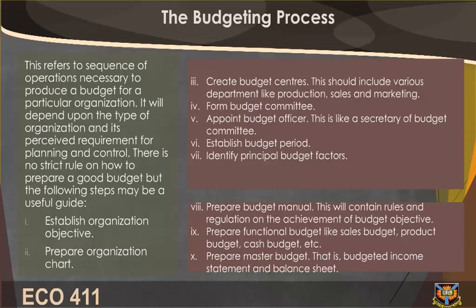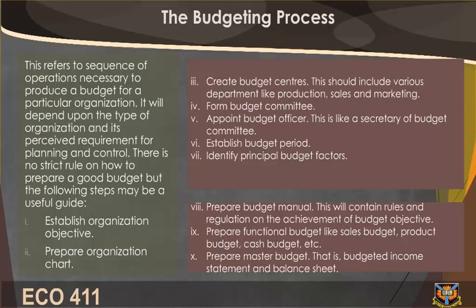The budgeting process. This refers to the sequence of operations necessary to produce a budget for a particular organization. It will depend upon the type of organization and its perceived requirements for planning and control. There is no strict rule on how to prepare a good budget, but the following steps may be a useful guide. 1. Establish organization objective. 2. Prepare organization chart. 3. Create budget centers.